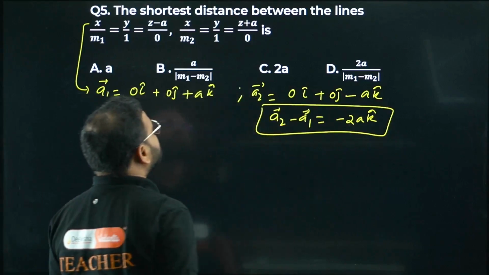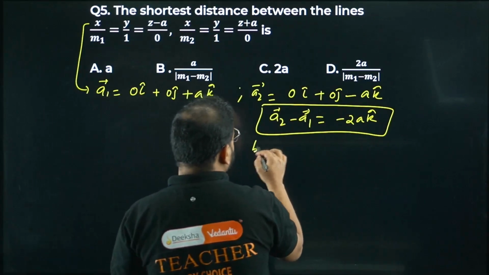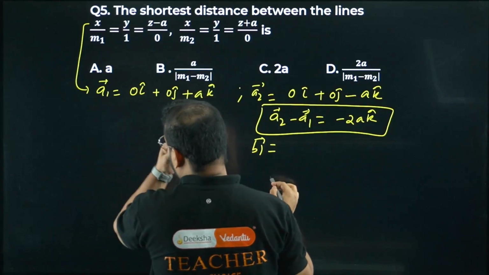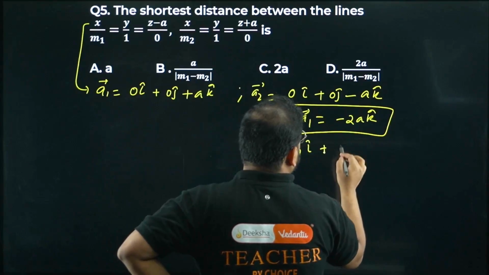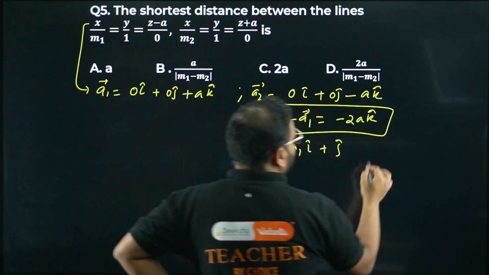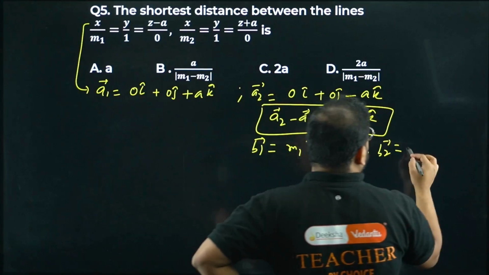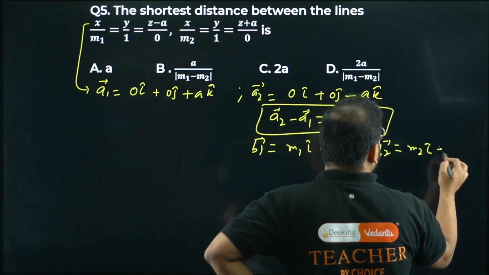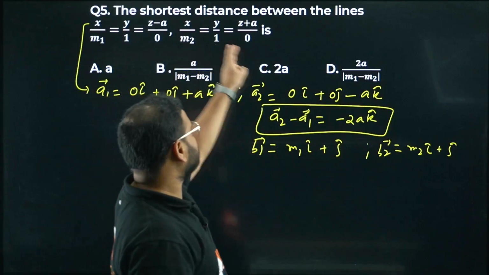What next we have is simply we have to find b1 also. So what is b1? Vector b1, if you look at it, you're going to have m1 i cap plus j cap. In the same way you'll have b2 as m2 i cap plus j cap.